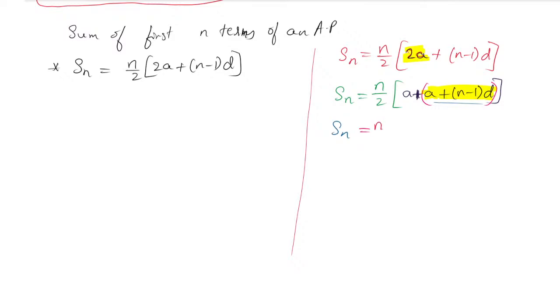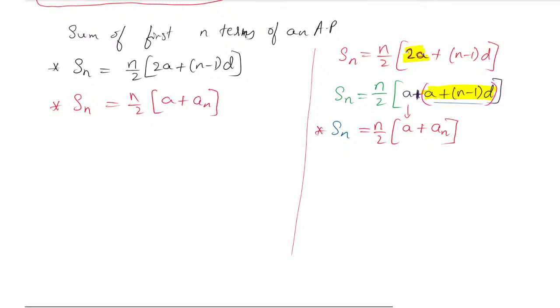So n by 2 will remain as it is. A will be as it is. This a I will write as it is. But this whole thing is, anyone quickly? An. Yes, very good, Yashasvi. It is given as an. So this is our second formula. So the second formula is nothing but Sn is equal to n by 2 into (a plus an). Very good. Here an refers to the last term.